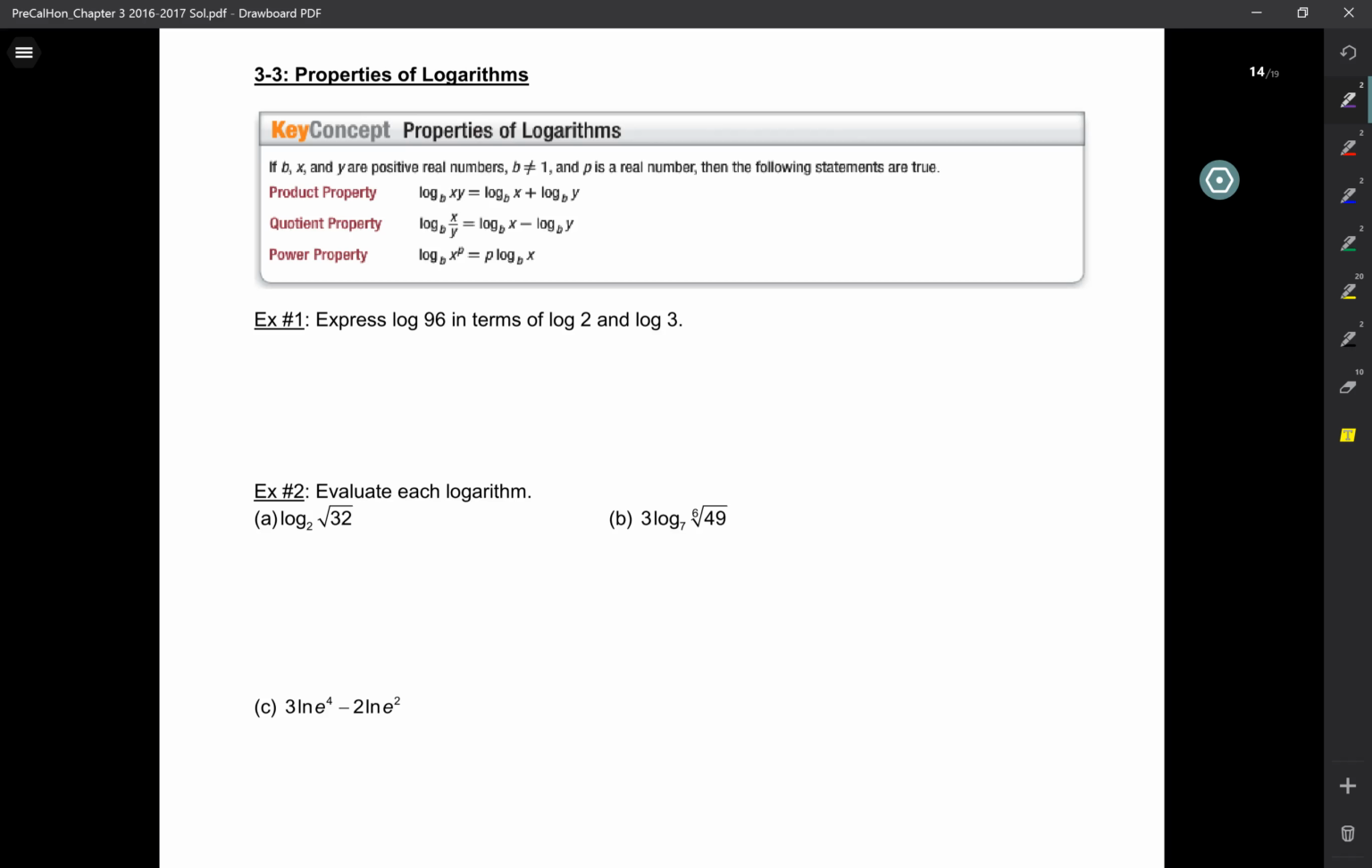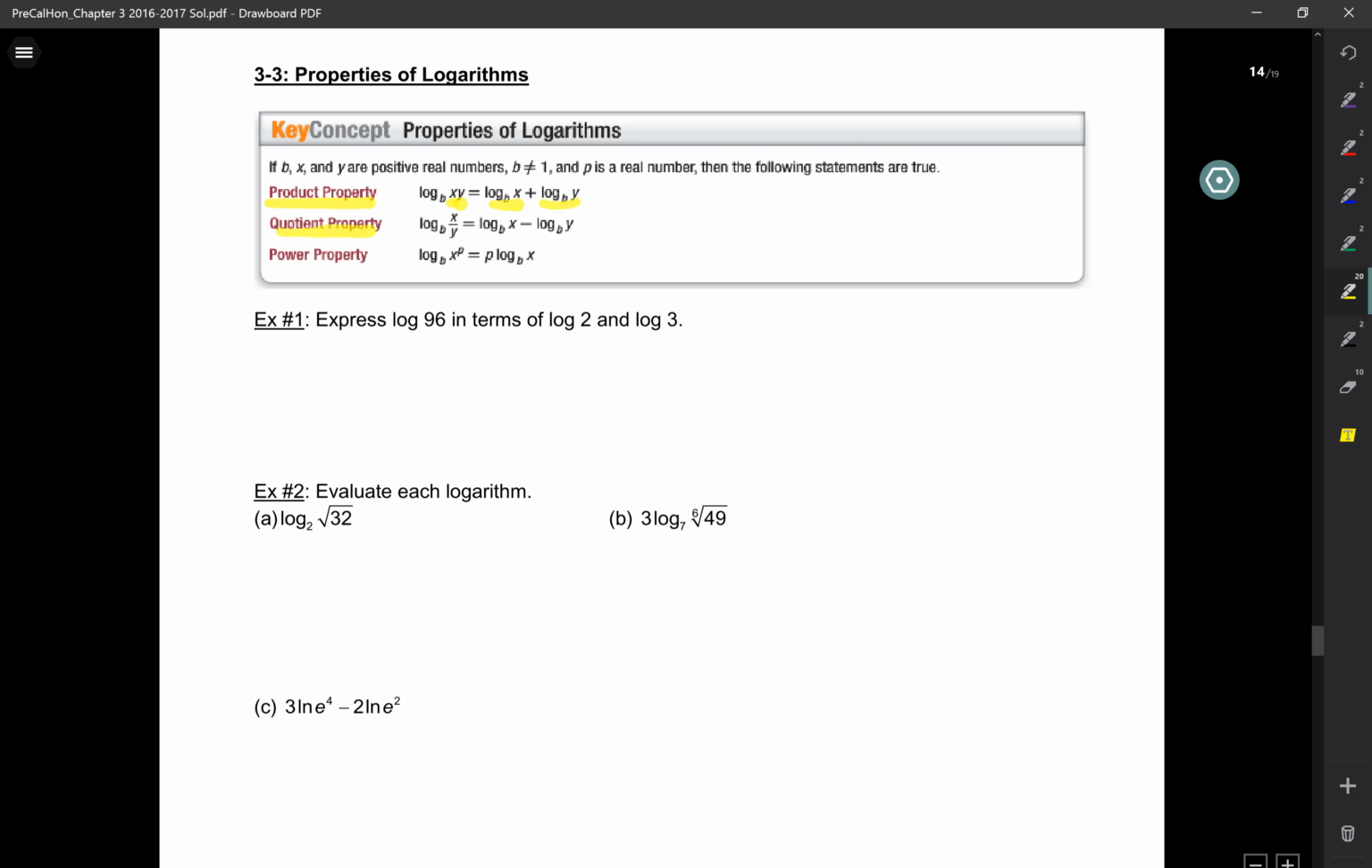Hi everyone, today we'll be talking about section 3.3, properties of logarithms. So there are three properties which I'm sure you remember from your Algebra 2 classes. The first is the product property, and it says if you have log base b of x times y, then that translates into log base b of x plus log base b of y.